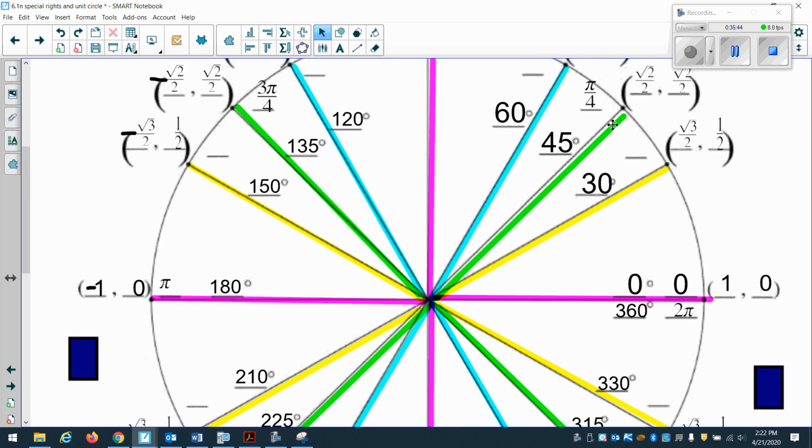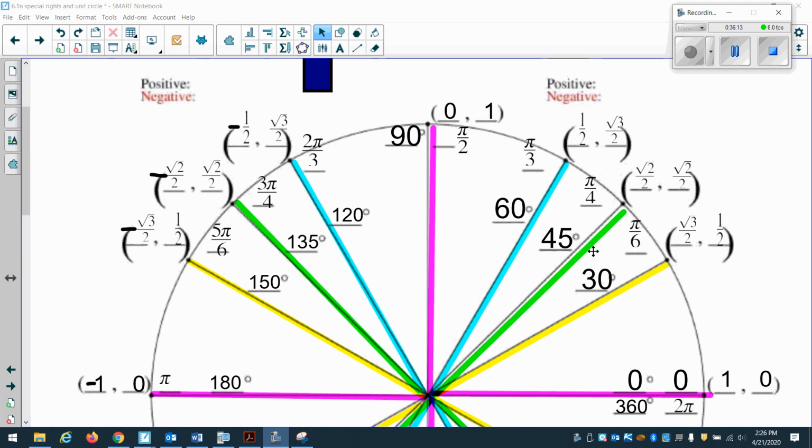So if you notice, all the green angles have a denominator of 4, meaning the reference angle, which we'll get to next time, is 45 degrees. So that's one hint to remember what your radians would be for 45-degree angles. And once you go past it, 135, 225, and 315. Our next is going to be 30 degrees.